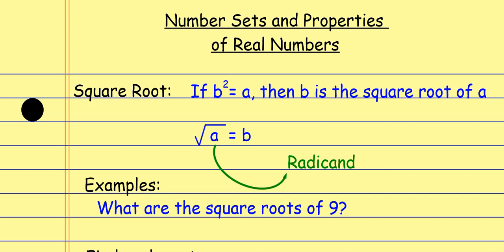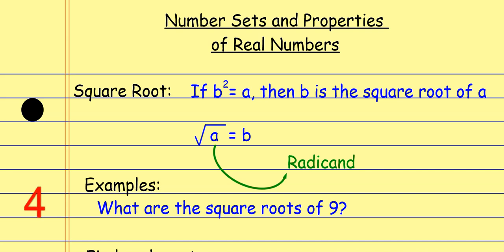Just like anything else, all these things have different names when you talk about different operations. So the thing underneath there is called the radicand. But again, the square root is kind of undoing the process of squaring something. So when I take the square root, I'm saying, okay, what squared will give me that number? What squared will give me the radicand?